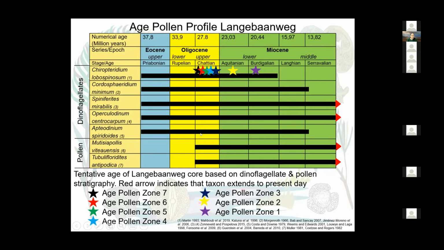The age of the Langebaanweg deposits was inferred from index fossils belonging to Chiropteridium lobospinosum, Cordosphaeridium minimum, and Apteodinium spiridoides, which are all extinct dinoflagellates. We've also determined the age from pollen grains of Mutisia vitawensis and Tubulifloridites and Tepodica. And these index fossils revealed a late Oligocene to an early Miocene age, and this age is shown by the black stars up to the purple star. And from this, we can say that the age of the deposits is approximately 27.8 to 20.4 million years old. And these stars represent the ages of the pollen zones, which are defined in the following slides.